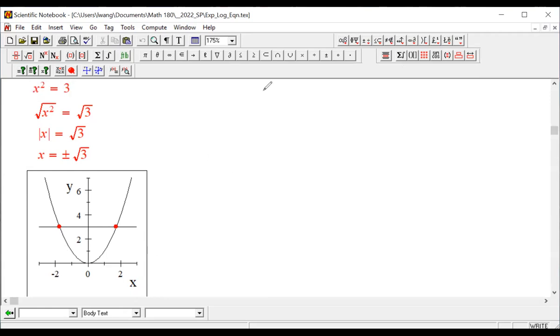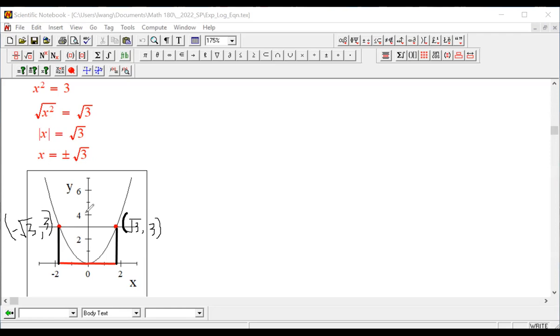So to read the graph, this number is root 3, and that's negative root 3. They both have the same output. The output is 3. So you can also mark these two points. The points would be root 3 as input, and output is 3, and this point would be negative root 3, and the output is 3. Do you see a lot of similarities when we handle functions?